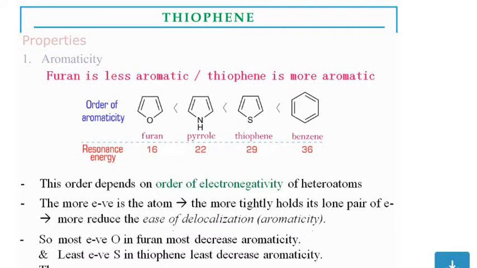So this order depends on the electronegativity of the heteroatoms. The more electronegative the atom, the more tightly it holds the lone pair of electrons, reducing the ease of delocalization and aromaticity. So the most electronegative atom, oxygen in furan, decreases aromaticity the most, and the least electronegative, sulfur in thiophene, decreases aromaticity the least.